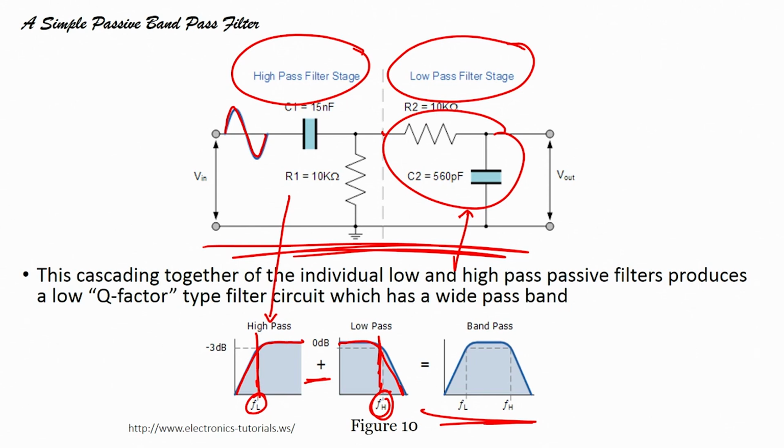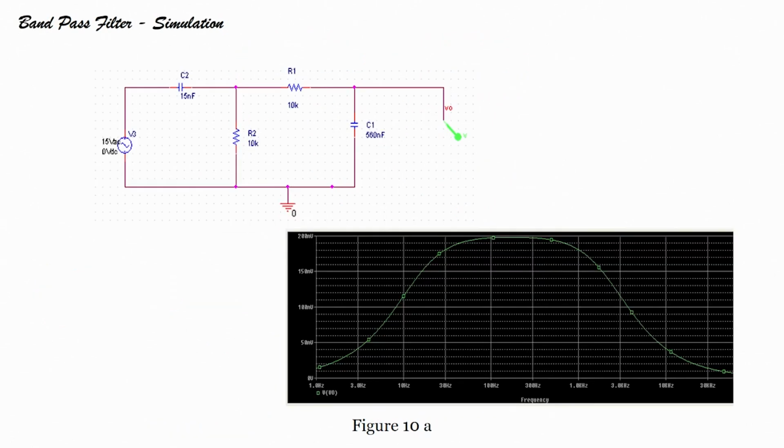So, this cascading together of individual low pass and high pass filters produces a low Q factor type filter circuit, which has a wide pass band. Very easy to understand band pass filter once you know how the low pass and high pass filter works.